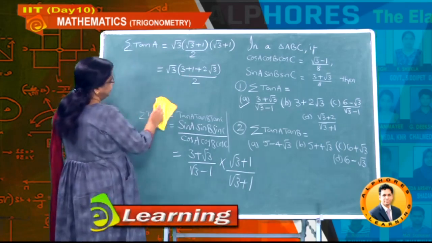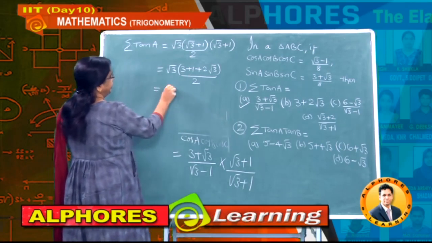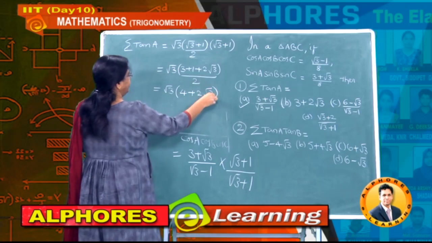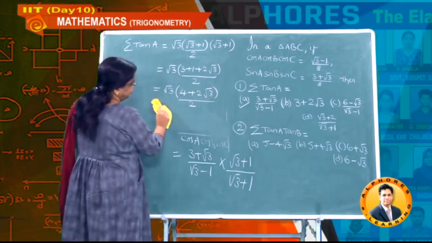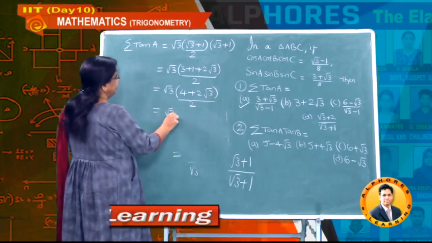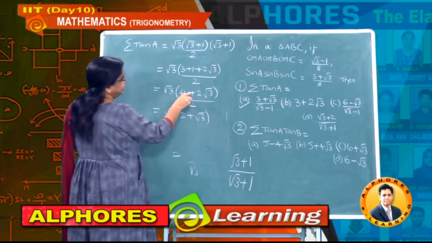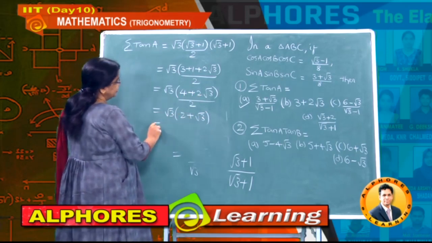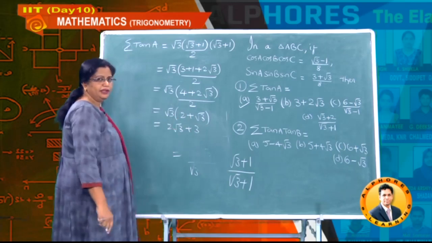And therefore if you do simplification, this is root 3 into 4 plus 2 root 3, divided by 2. Now if you divide by 2, then finally what is the answer you got? Root 3 into 2 plus root 3. Understand? The 2 here and the 2 here, we cancelled. And now let us multiply. So this is 2 root 3 plus root 3 into root 3, which is 3.